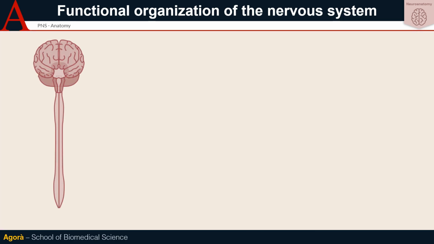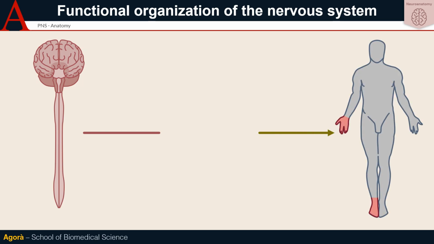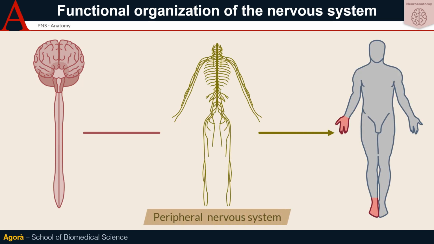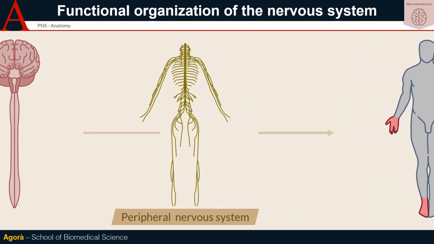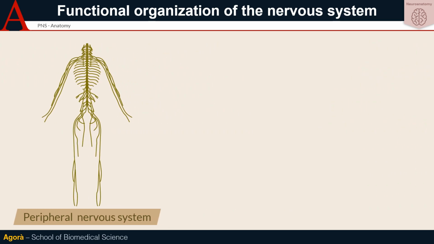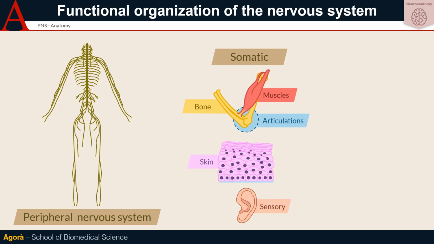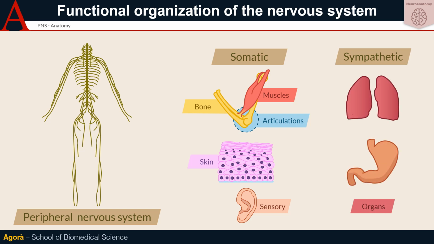The peripheral nervous system serves as a link between the central nervous system and the body's periphery. It can be divided into two main parts. The somatic nervous system, which communicates with muscles, bones, joints, as well as outer areas like the skin, mucous membranes, and sensory organs. The sympathetic or autonomic nervous system, which relays signals to the innards.